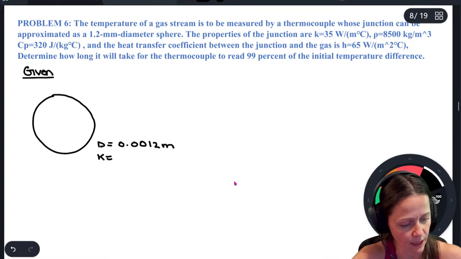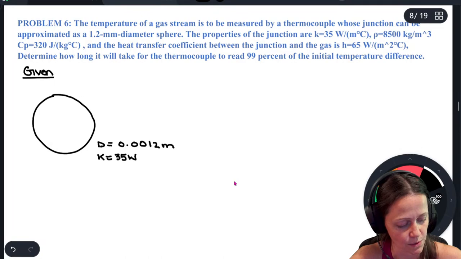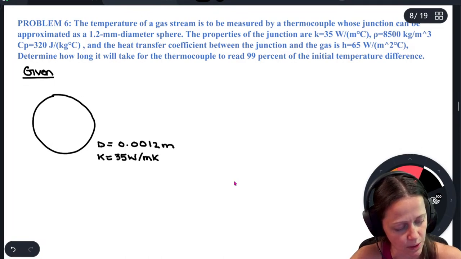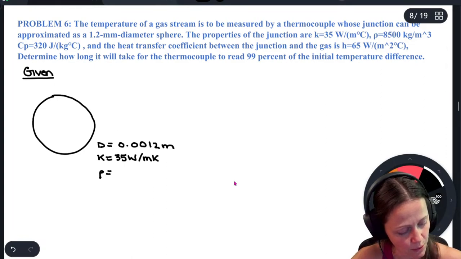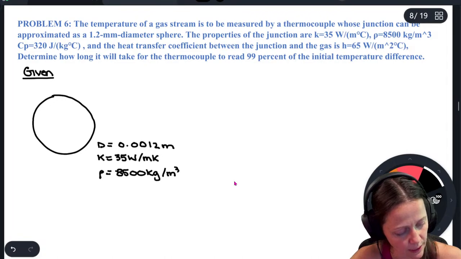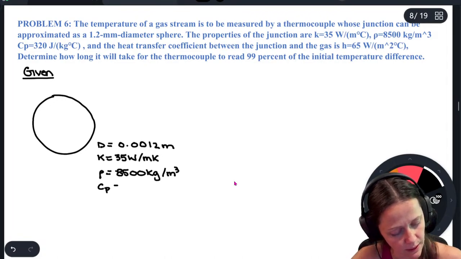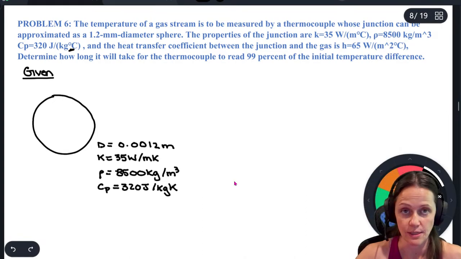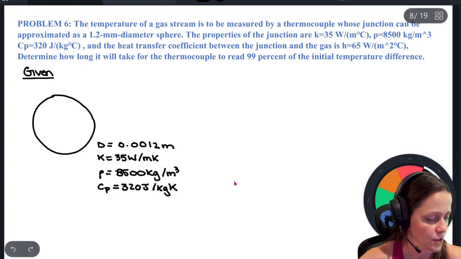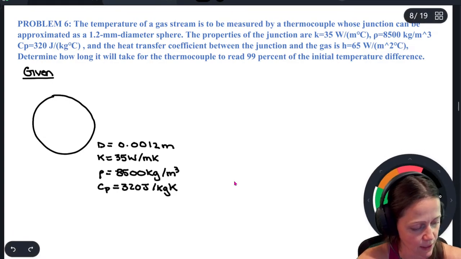So I've got a k of 35. I'm going to put this in terms of not watts per meter degree Celsius, but watts per meter Kelvin, just because I'm used to writing it like that. And then rho, my density, 8,500 kilograms per meter cubed. And then we've got a Cp, and that's 20 joules per kilogram. And I'll also put this in Kelvin as opposed to degrees Celsius. Again, it's the same value.